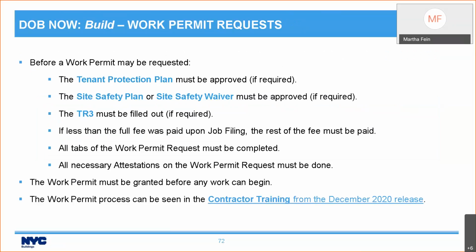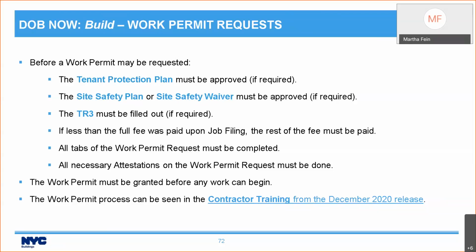Now, let's talk about when you can request your work permit. The vast majority of this is not new. There is one small thing that's new. Before you can request your work permit, if a tenant protection plan is required, it must be approved. If a site safety plan or site safety waiver is required, that must be approved. If you are using concrete and you have a TR3, that needs to be filled out. This is the one thing that's different in this entire page. If less than the full fee was paid upon job filing, the rest of the fee must be paid before you can request a work permit.